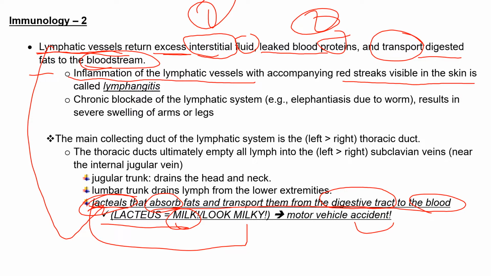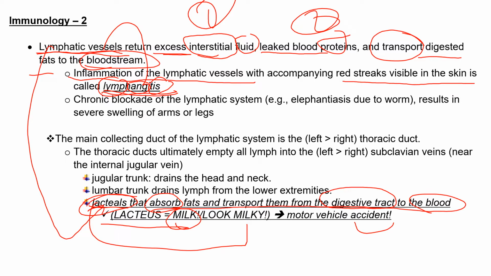This inflammation of the lymphatic vessels is called lymphangitis. Itis is an inflammation. Lymph, you know what you're talking about: lymphatic vessels. Angion stands for vessel. So lymphatic vessel inflammation is called lymphangitis. Remember the word lymphangitis.